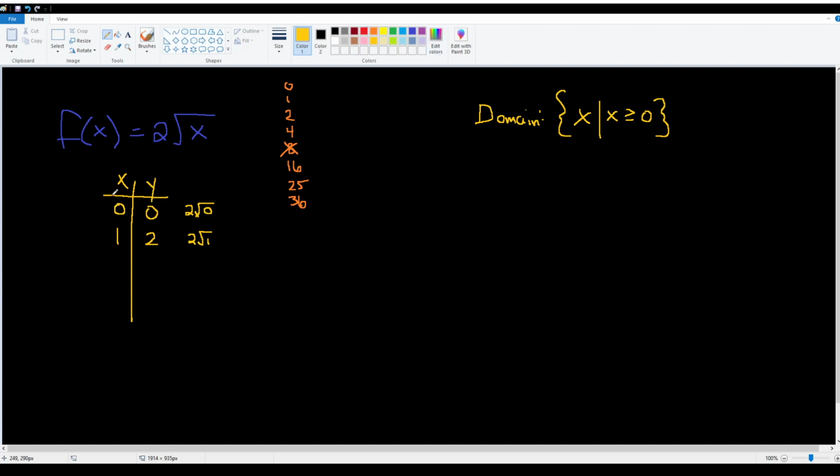So this is what I'm going to show you here. If I don't go by my method of using perfect squares, let's just say my x was 2. If I did that, I'd have 2 times the square root of 2. Now, I don't know the square root of 2 off the top of my head, so here I'm going to have to go to a calculator.